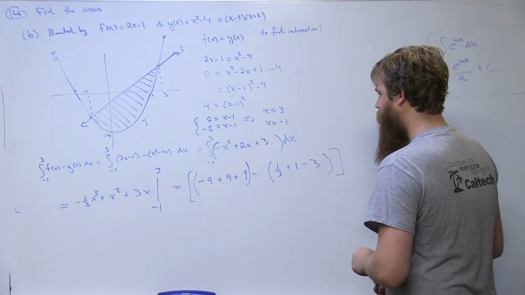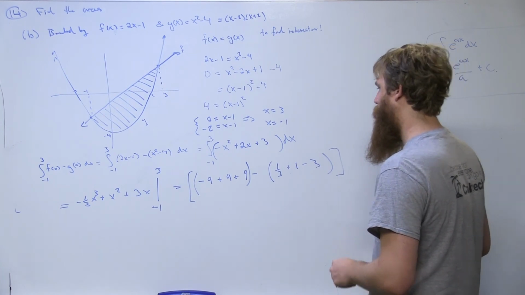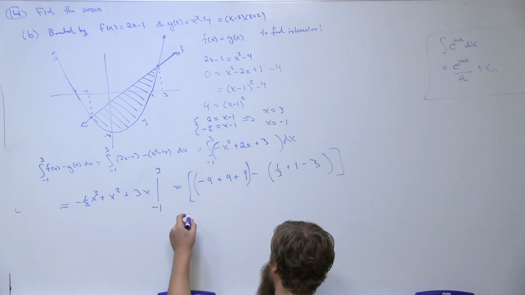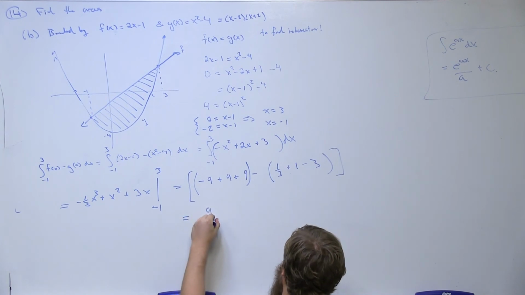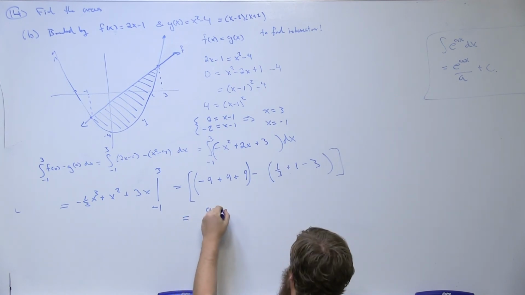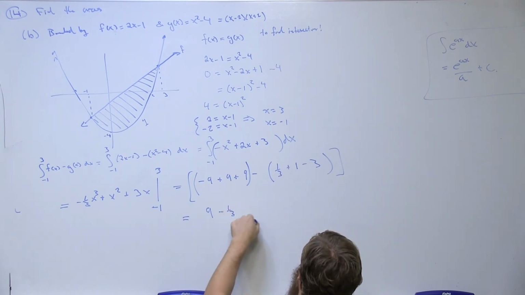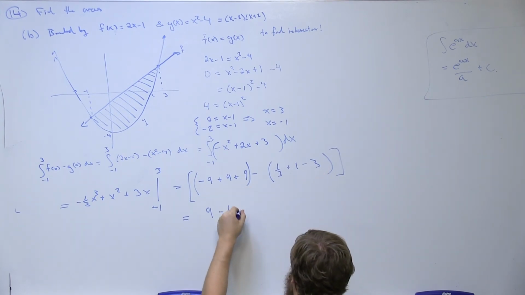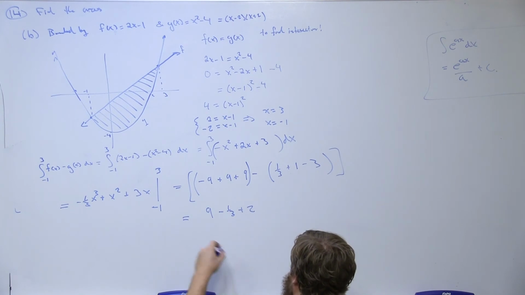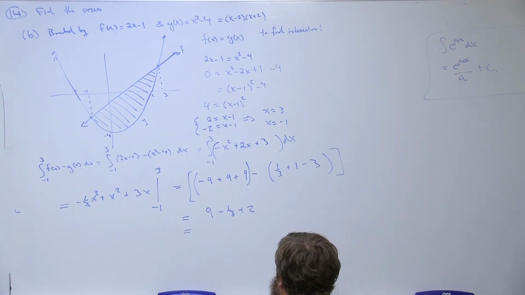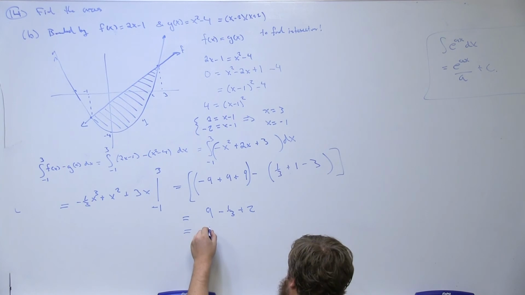Okay? So funny that we got all of those 9s out of the upper limit, but that's how it goes. So we have 9 minus 1/3, and then 1 minus 3 is negative 2 plus 2. Okay? You can write this however you want. I guess the nice thing to do would be to write it as 1/3. So 9 and 2 is 11. 11 as a ratio over 3 is 33.